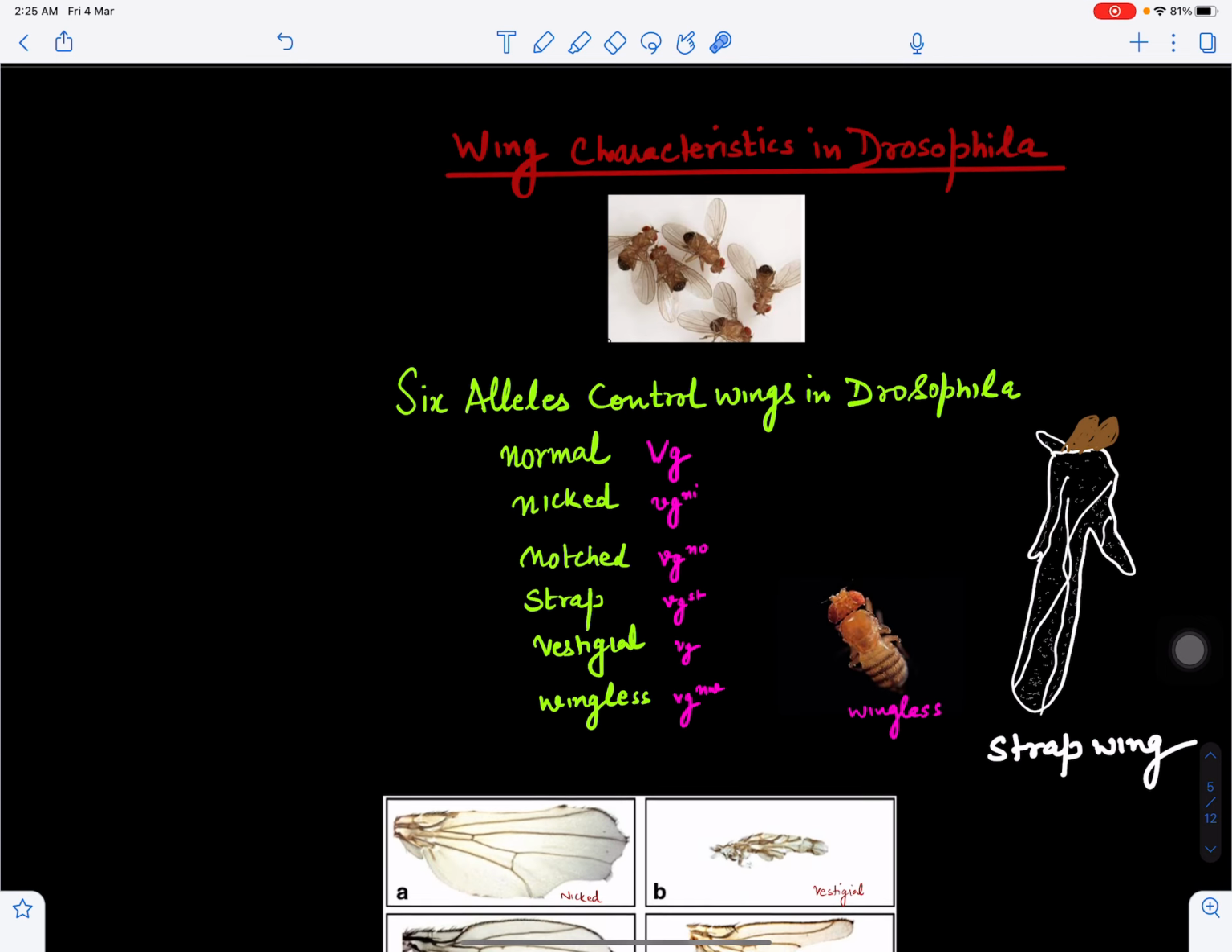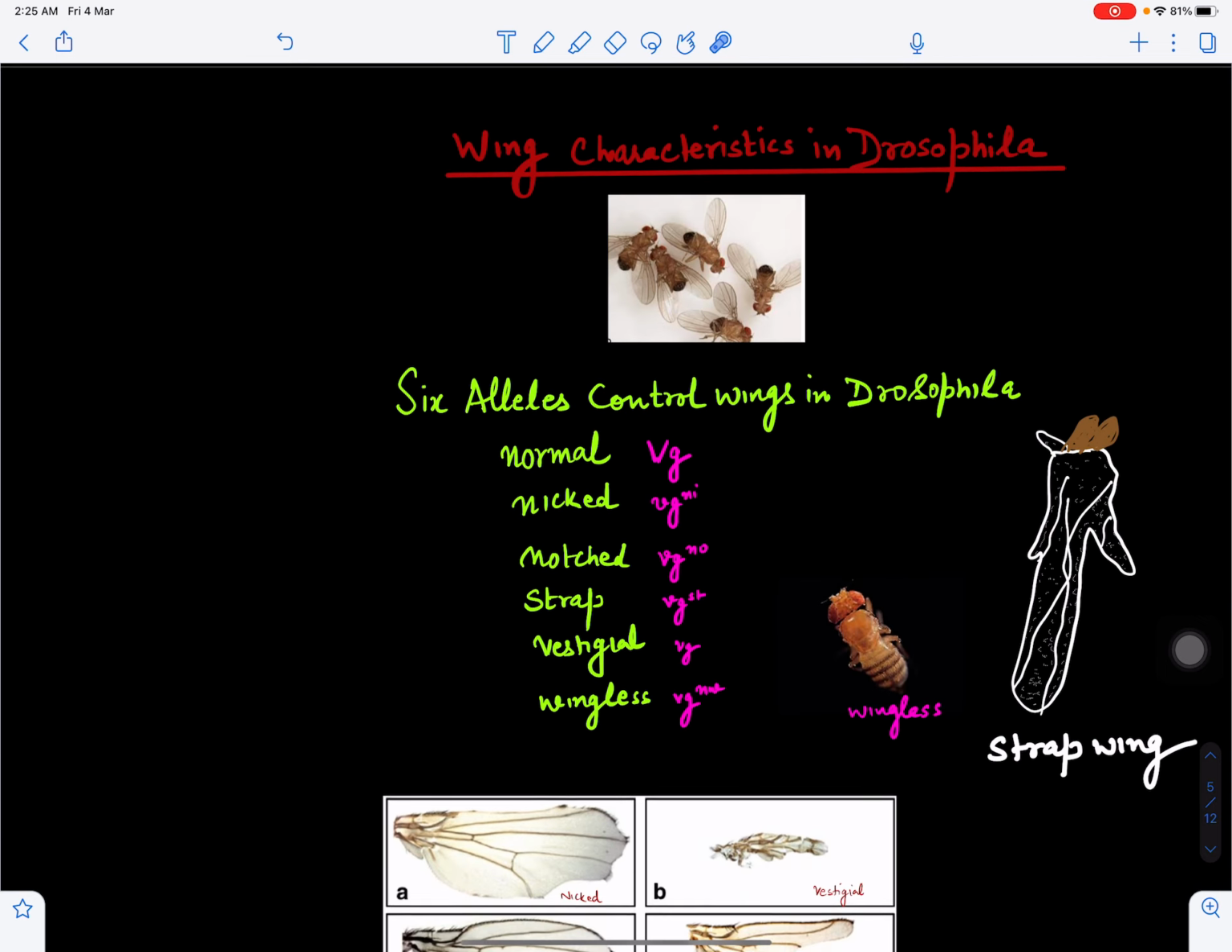So this is when wings are normal, like here, VG. Now, if these wings are showing different mutations or different variations, then this is called multiple alleles. Now, we can see here, this Drosophila is wingless. So this is wingless, small vg and w. So this is showing the wingless character.